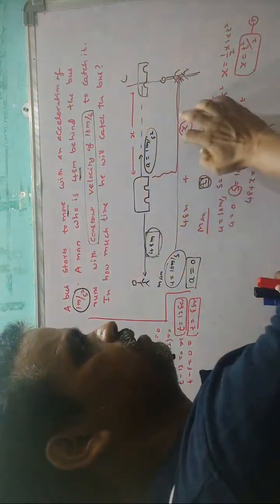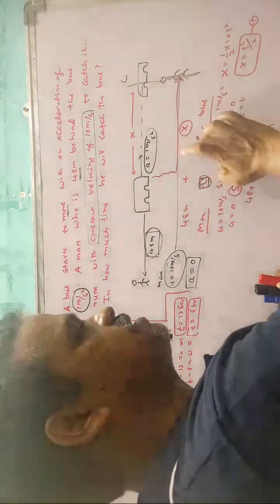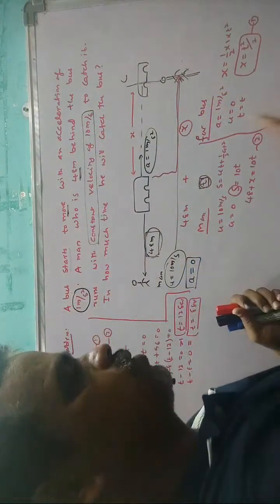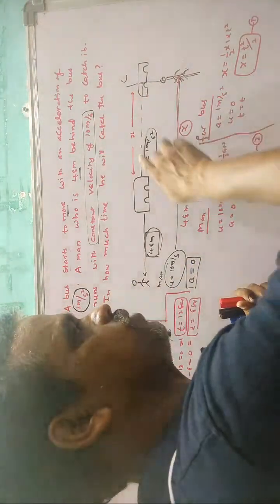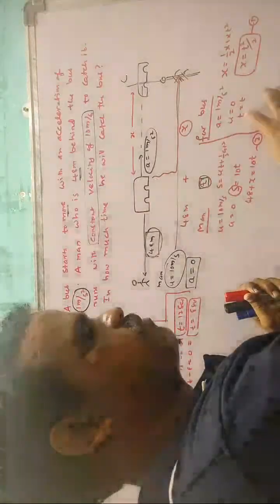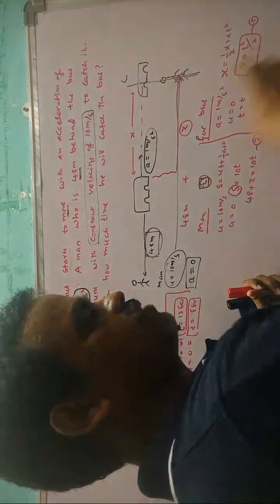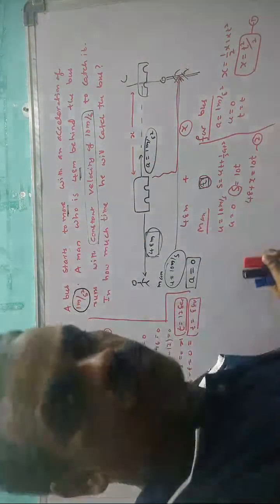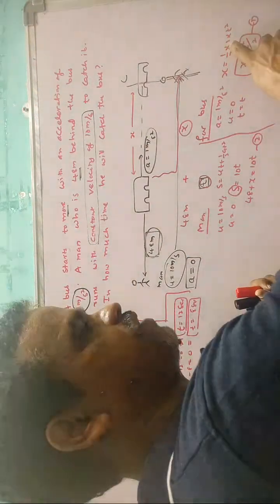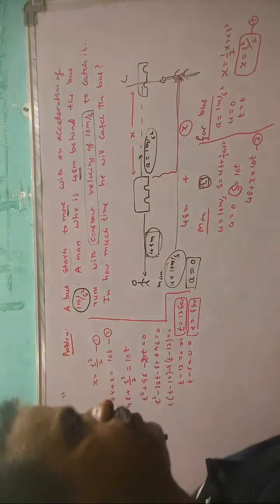48 meters plus the bus travel distance x. If the man covers 48 plus x distance in t time, the bus will cover x displacement in t time. Here a equals 1 meter per second, so the bus is moving. It started with initial velocity 0, time t. So s equals ut plus half at squared, already we have this formula, the second equation of kinematic equations. So x equals, u is 0, half a t squared, x equals t squared by 2. This is equation 1.